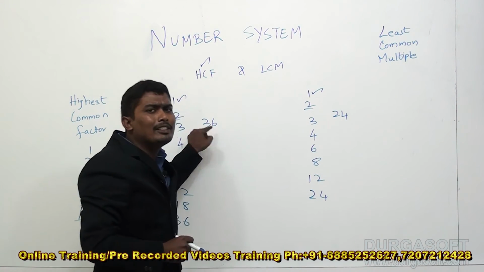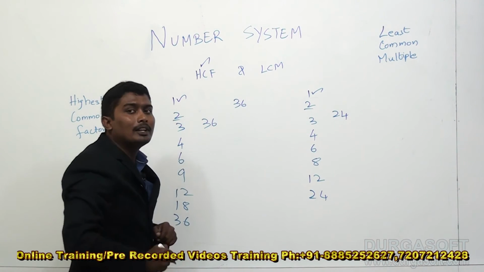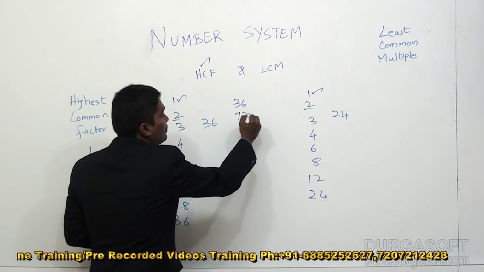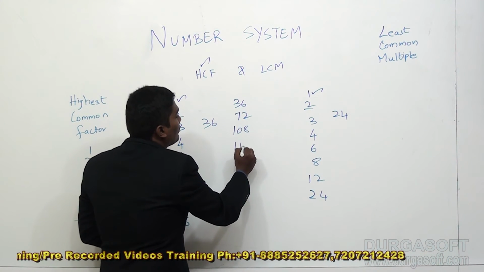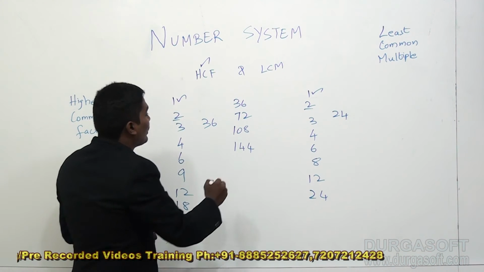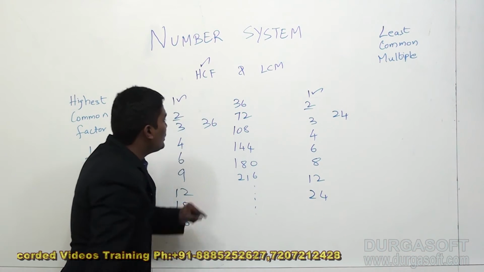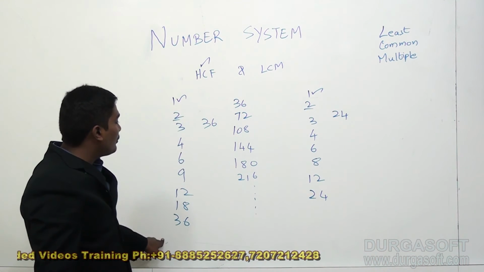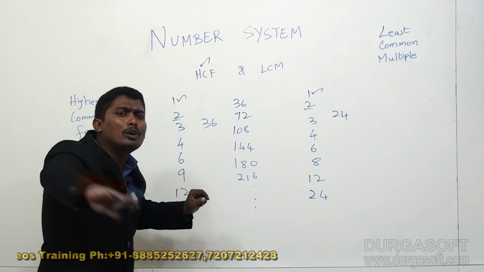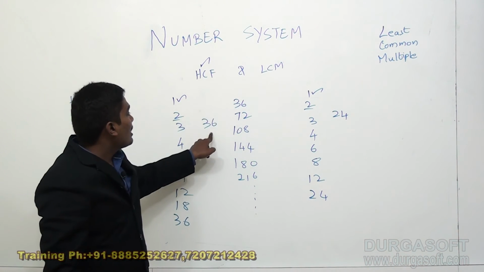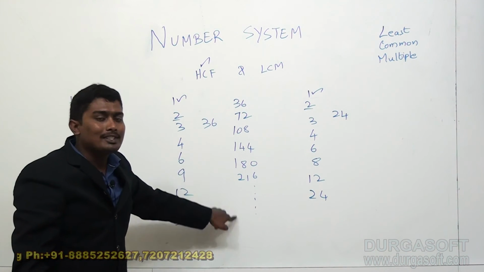Now I will try to find the multiples of 36. 36 into 1, 36. 36 into 2, 72. 36 into 3, 108. 36 into 4 will be 144. 36 into 5 will be 180. 216 and so on. You see, any number will have a finite number of factors and infinite number of multiples. So you can multiply with any number and still go on till infinity. So the multiples of 36 are 36, 72, 108, 144, 180, 216 and so on.